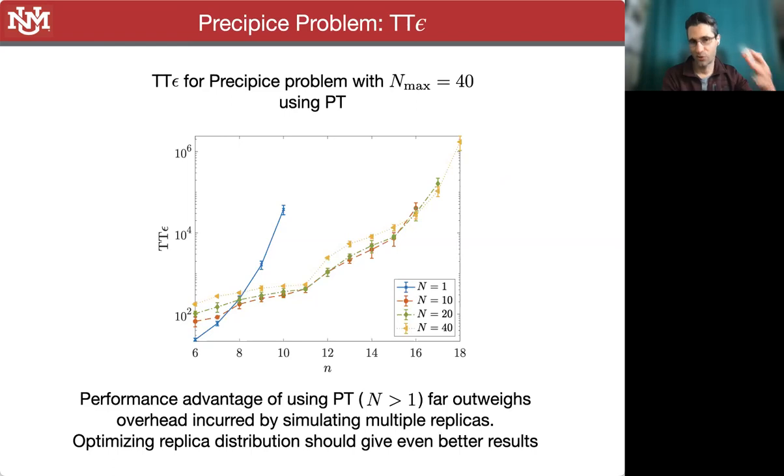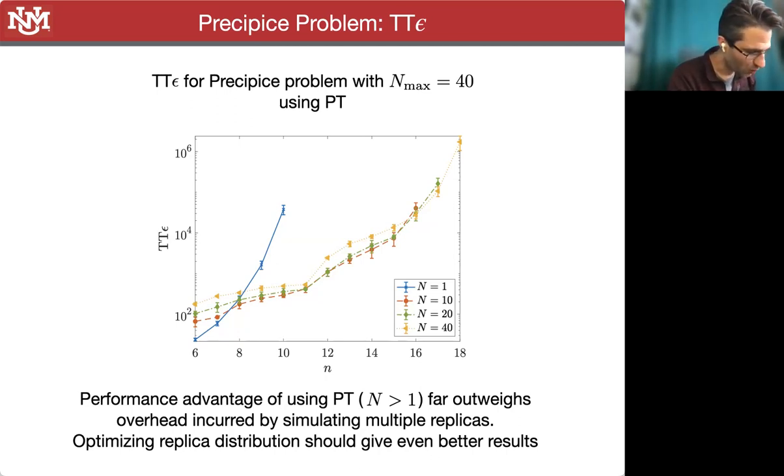Now, as promised, let's look at this for the time to epsilon. Here I show the case where I use at most 40 replicas for parallel tempering. The blue curve is the case without parallel tempering, so it's like having a single replica, and then we have 10, 20, and 40 replicas. What you should see is that at n equals 9, you're already seeing an advantage for using parallel tempering over no parallel tempering. And at n equals 11, the cost is so high that I stopped doing simulations to try to get an estimate of the probability. So very quickly, we see that parallel tempering is advantageous.